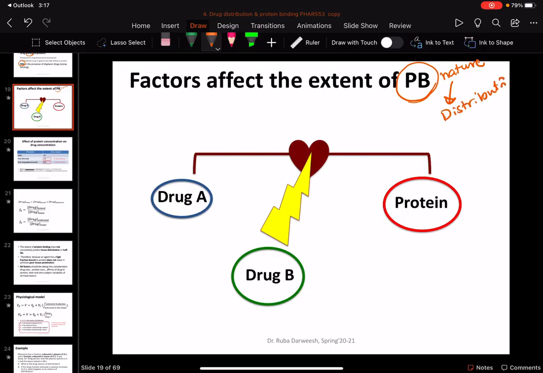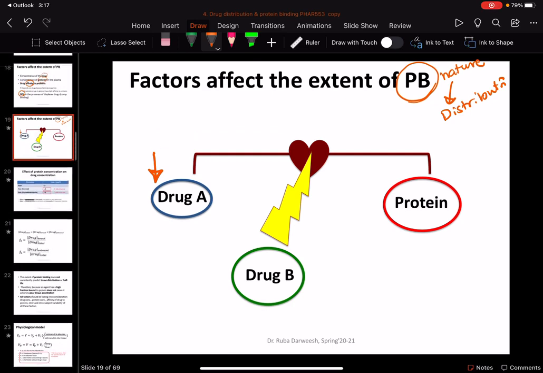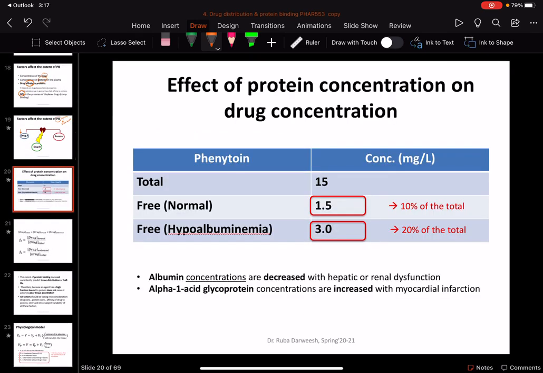Okay, so we can't just say if we have protein binding, then the distribution of the drug is less than it should be. Okay, we have here the effect of protein concentration on the drug concentration, and we have an example for that, phenytoin, which binds to albumin. And again, this is the effect of the disease on the protein concentration and accordingly on the concentration of the drug.